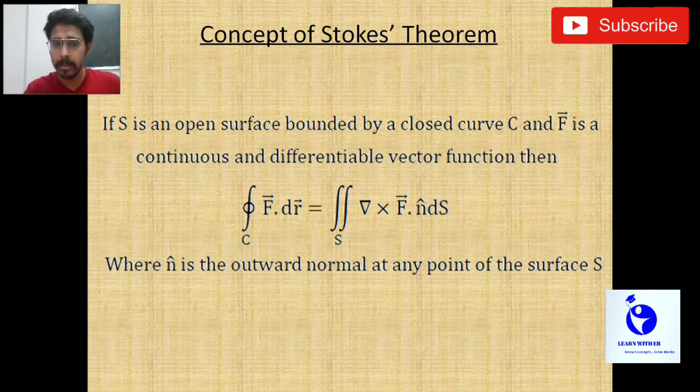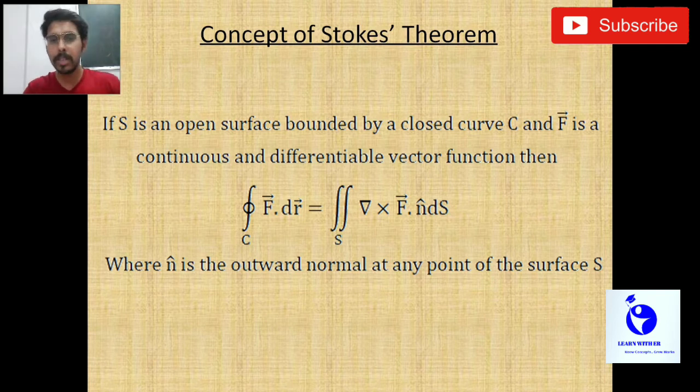Now, one thing I will tell you, in the case of Gauss divergence theorem, we have already come across the fact that this is basically a transition from the double integral to triple integral and vice versa. Here is a little difference. Here there is also a transition, but this time it is from a single integral, that is one integration, to two integration and vice versa. So this is basically the concept of Stokes theorem.